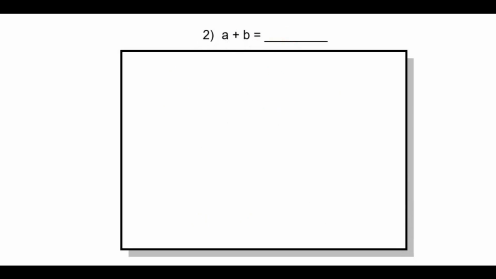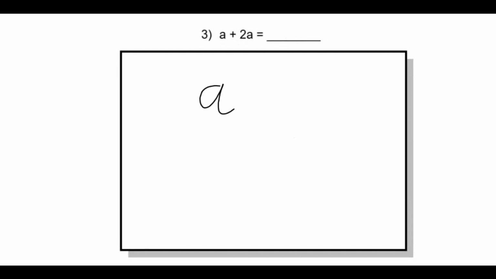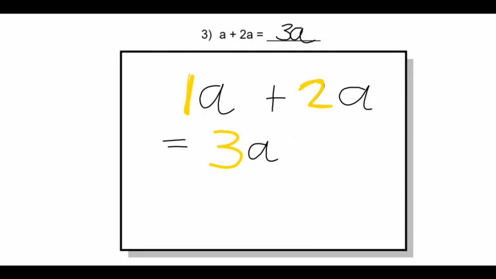Right, in our next example, a plus b, can I add that? No, so it just remains a plus b because the variables are not the same, so I can't add them. In our third example, we have a plus 2a. Once again, imagine that there's a 1 in front of this a. Now I'm going to add this 1 and this 2, and that will give me 3. 1 plus 2 is 3a. So my answer is 3a. I just leave the a. I don't do anything with the a.